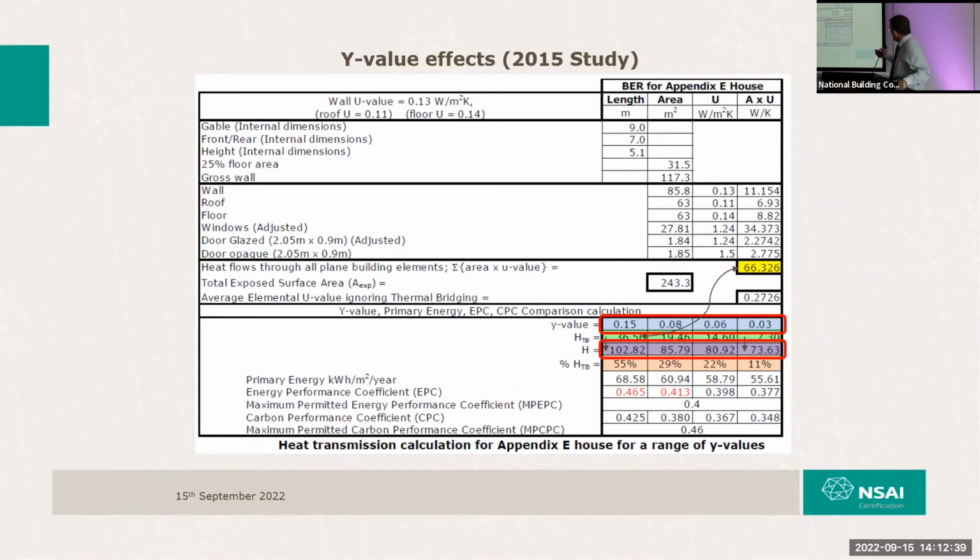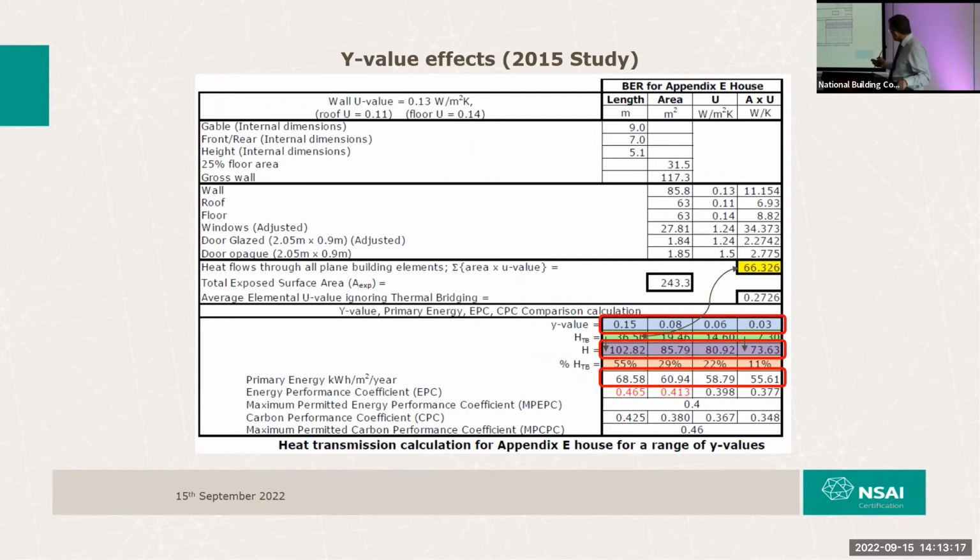And if you look at the next line, which is the summation of the heat loss due to thermal bridging combined with fabric, we have 102 watt Kelvin being lost for the default 0.15, and that drops down to 73 if we go down as low as 0.03 for the Y value. So there's, approximately speaking, a 25% reduction in heat transmission just by focusing in on robust detailing.